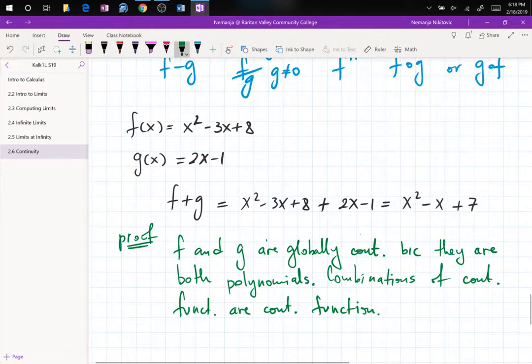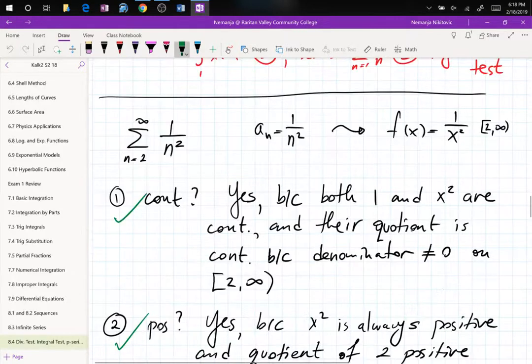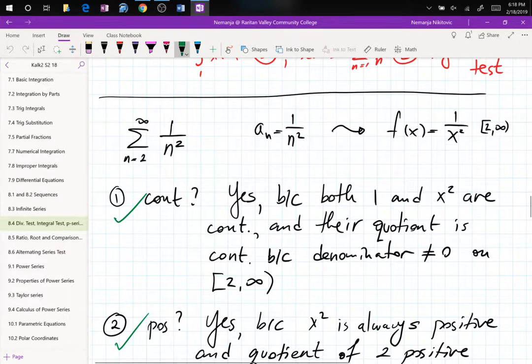Now, I do have examples of Calc 2. And immediately, because I show this all the time, it opens on a section where I have a function, f of x is 1 over x squared on the interval 2 to infinity. Is that continuous? Yes, because 1 and x squared are continuous. Calling on that first, they are both polynomials. 1 is a constant and x squared is a polynomial, right? And their quotient is continuous because the denominator cannot be 0.